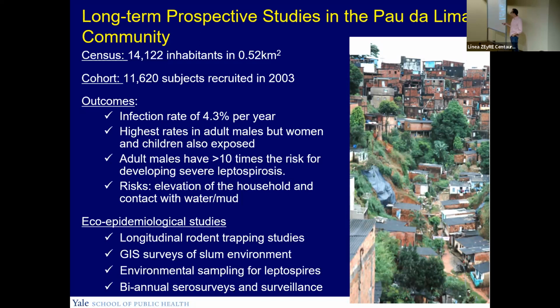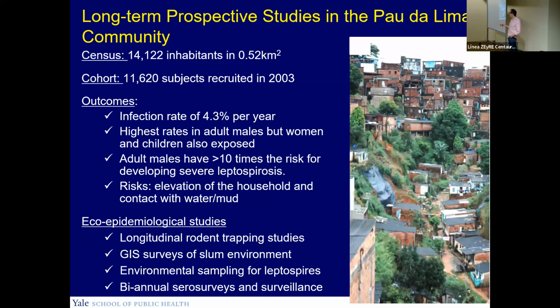We have an infection rate of 4.3% per year. As I mentioned before, the highest rate is in adult males, although women and children can also be exposed. Males have the highest risk of developing severe leptospirosis. And as I mentioned, it's a valley, so you can estimate the risk of being infected by the elevation and how close you are to the bottom of the valley. The higher you are, the less risk of getting leptospirosis. The closer you are, the higher the risk.